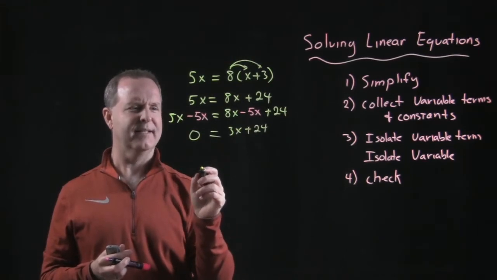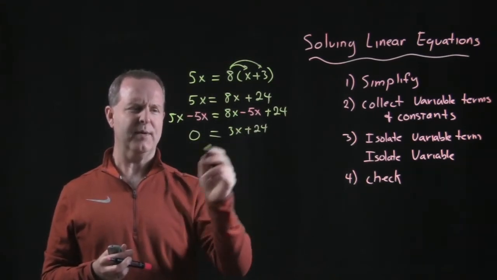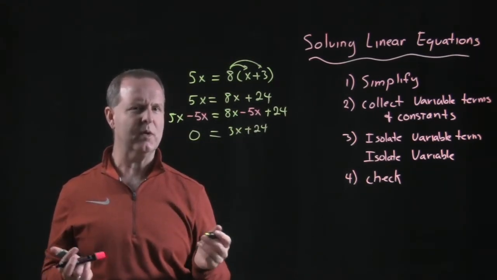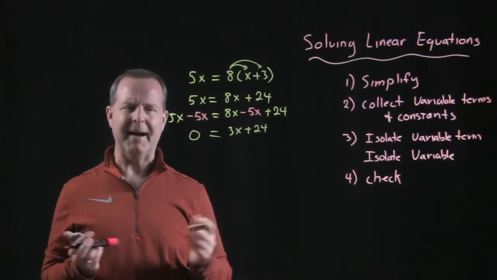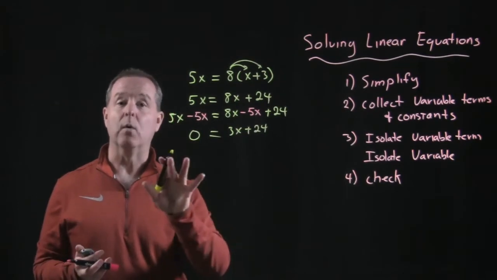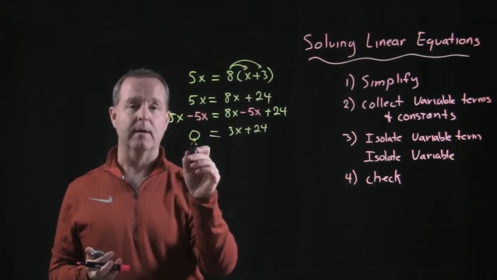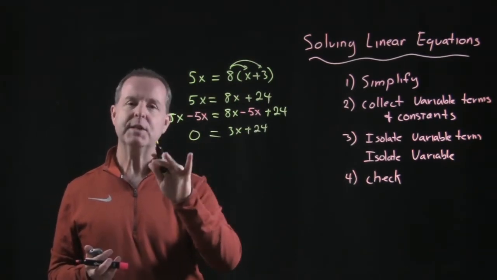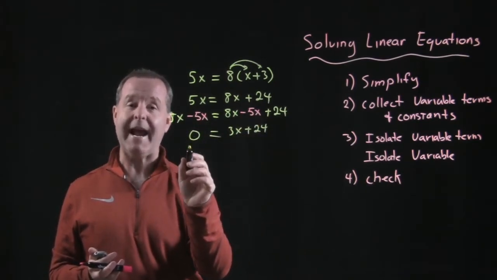Oh, wait a minute. I have 0 equaling 3x plus 24. That doesn't really make sense to me. Am I done? Is the problem over? Did I make a mistake? No. 0 is just a number. It's a cool number, but it's just a number like any other number that we may have had here.